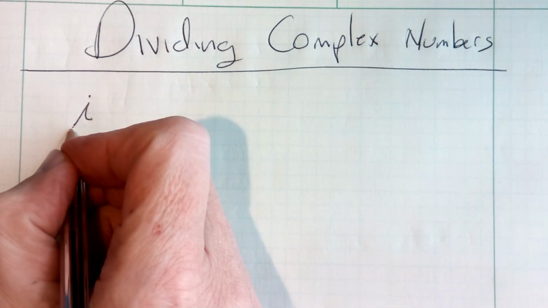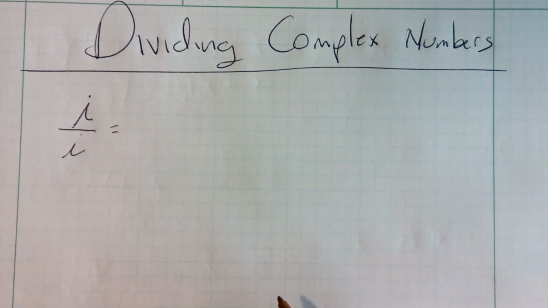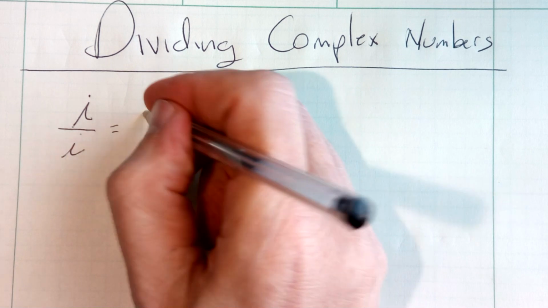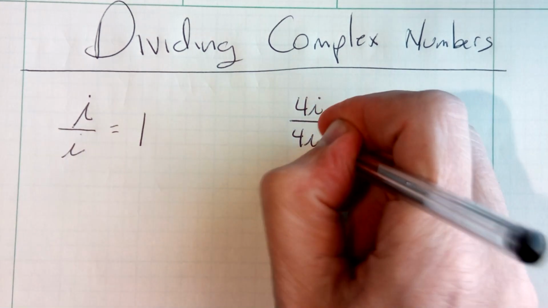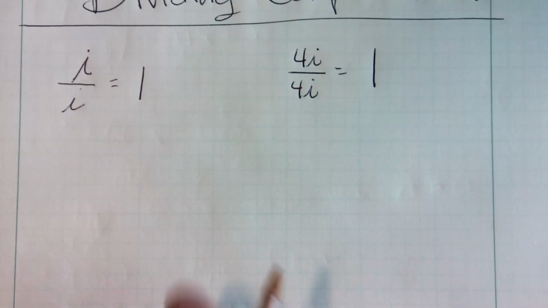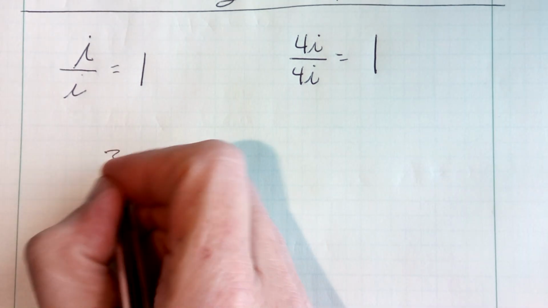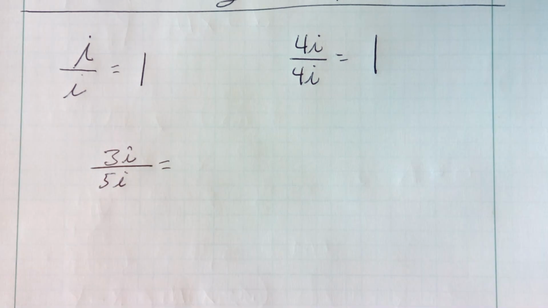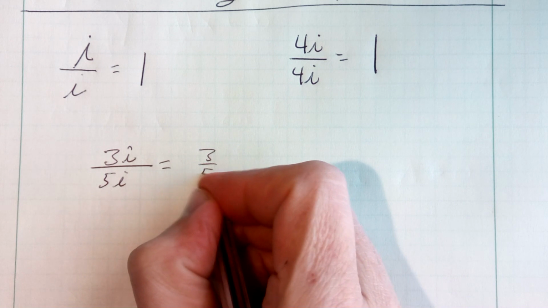But if I take i and divide it by i, hopefully you're all smart enough to realize that any number, even complex numbers, divided by itself is 1. So if I gave you 4i divided by 4i, you would say that's 1, right? They might give you something very simple like 3i divided by 5i, and guess what? The i's cancel and we're left with 3/5, right?